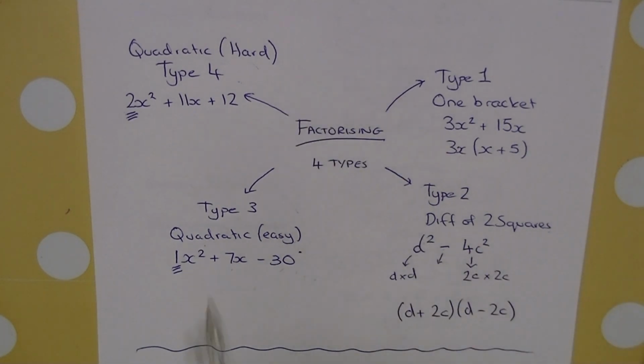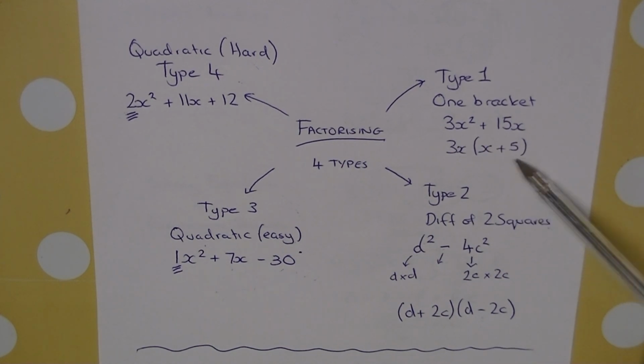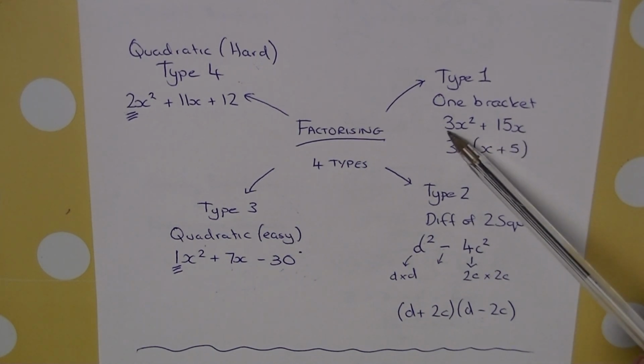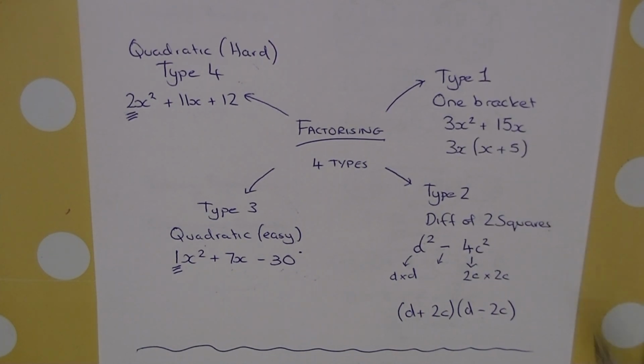And then once I've eliminated, no, it's not a quadratic and it's not a difference of 2 squares, all I'm left with is just to take what's common out of both things and leave myself with 1 bracket. In this case, I've been able to take the highest common factor, 3, out of here. I've also been able to take an x out because this is x squared and this is x, and my bracket has left me with x plus 5.